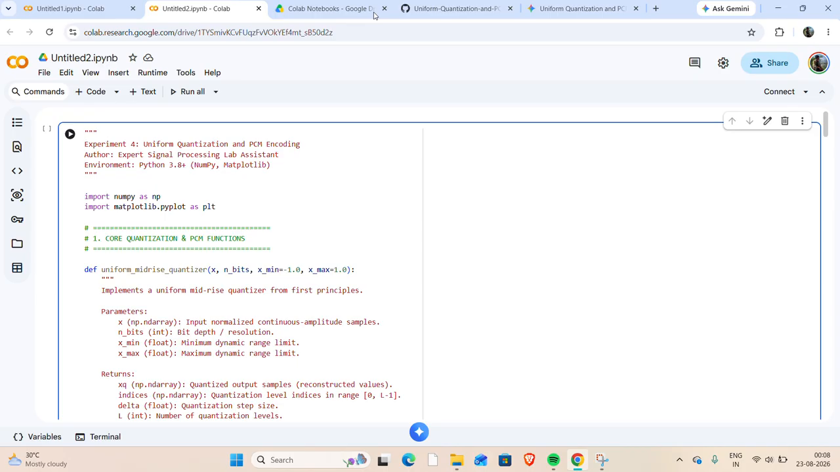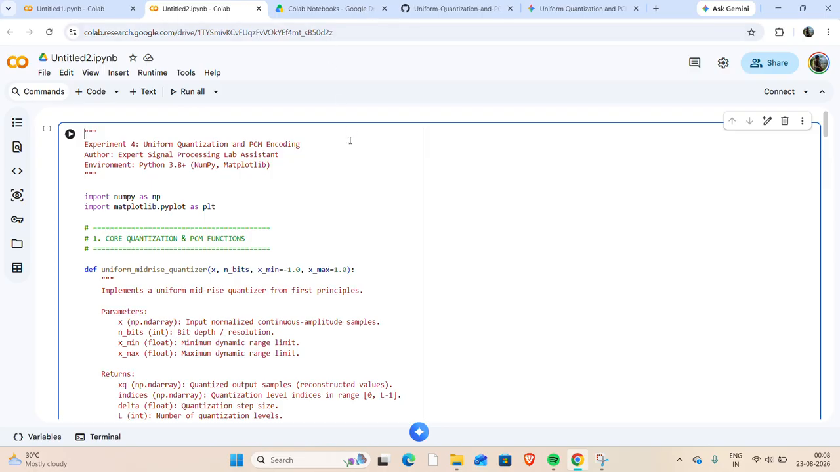From the experiment, we observed that increasing the bit resolution provides more quantization levels, reduces the quantization step size, decreases the error, and improves signal quality. To conclude, the experiment shows the basic principle of converting an analog signal into a digital representation using uniform quantization and PCM. It also clearly shows the relationship between bit resolution, quantization error, and signal quality.